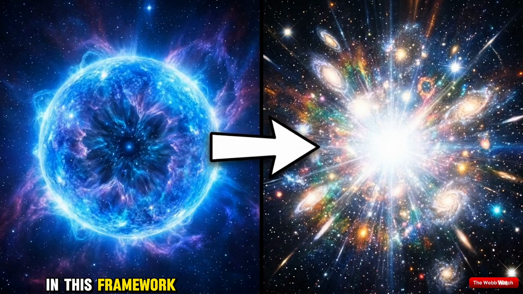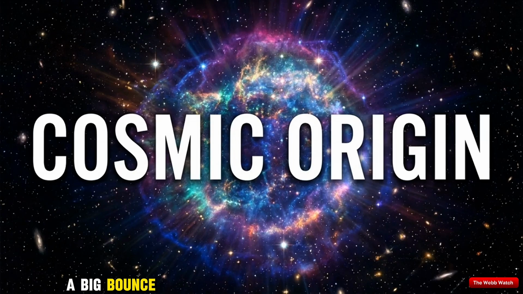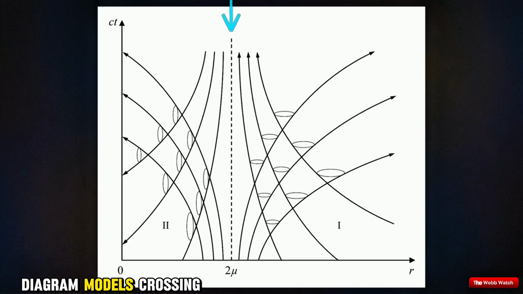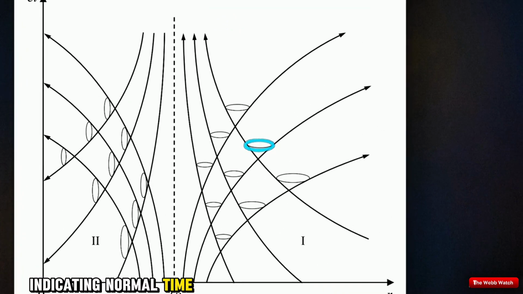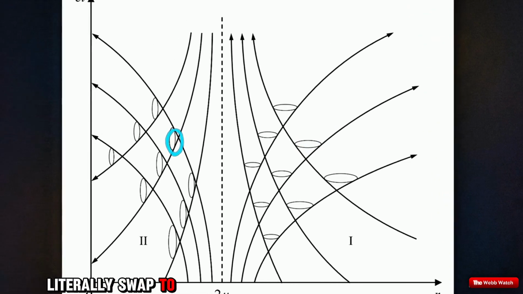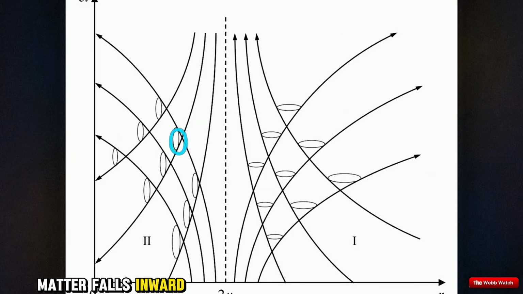In this framework, the Big Bang is the outward recoil of matter following the collapse of a star in a parent universe, a big bounce that marks the beginning of our internal spacetime. This spacetime diagram models crossing the Schwarzschild radius, the dashed line. Outside, light cones point upward, indicating normal time. But crossing the boundary, the math demands an inversion. Space and time literally swap. To an outside observer, matter falls inward permanently.